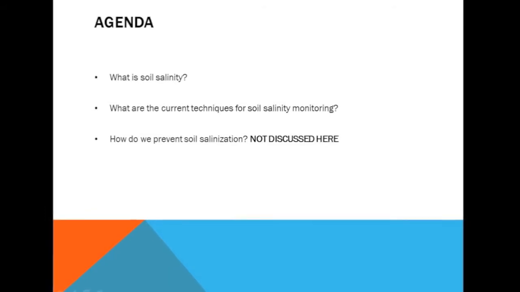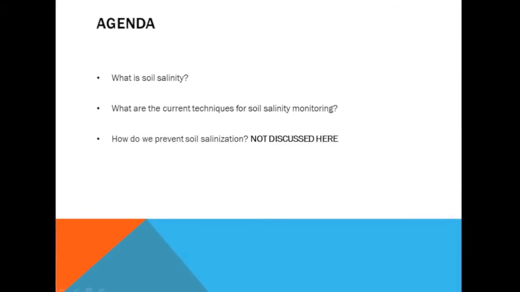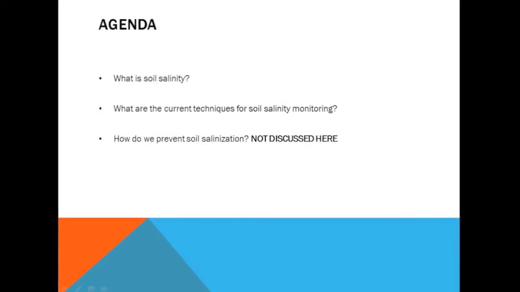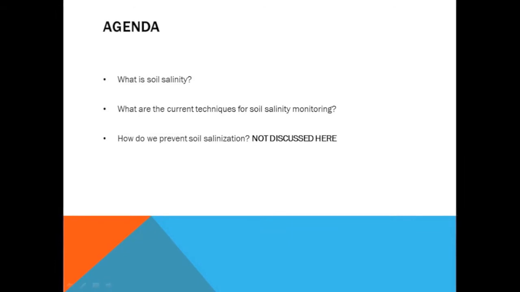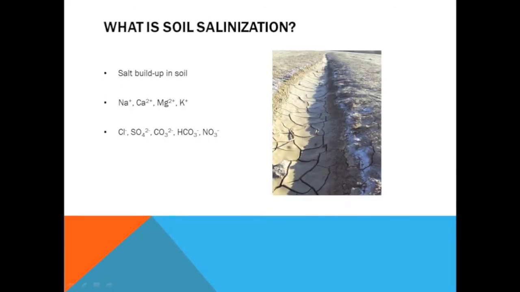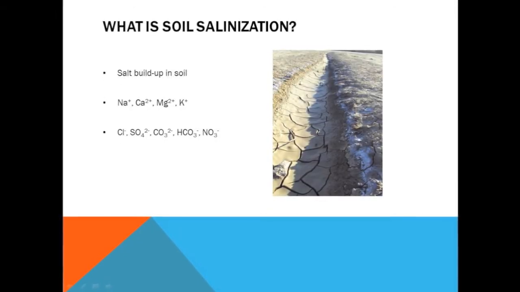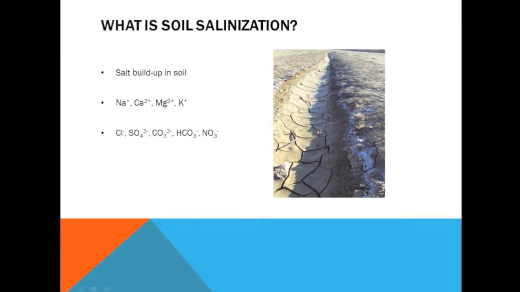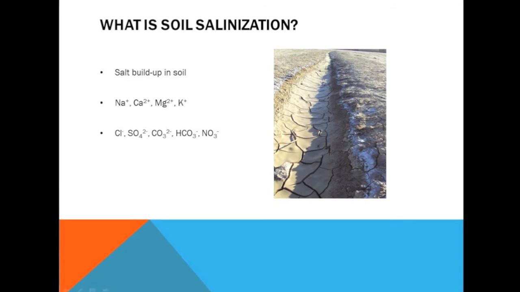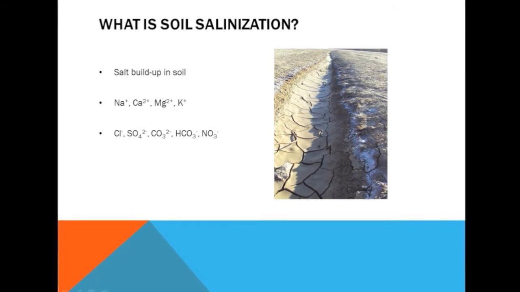Monitoring soil in salinization-prone regions is necessary for preventing salinization, but the prevention methods will not be discussed here, as they are extremely situation-specific. Soil salinization is a process where salts build up in the soil. The ions in these salts include sodium, calcium, magnesium, potassium, chloride, sulfate, carbonate, bicarbonate, and nitrate.